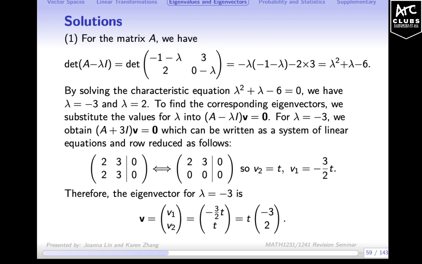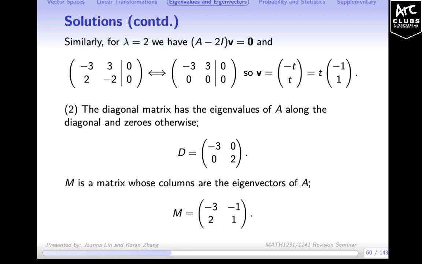So it's pretty systematic when trying to find eigenvalues and eigenvectors. Similarly for lambda equals 2, you do the exact same thing. Like I said, row reducing is really simple and you have your eigenvector right here. Okay, so hopefully you guys are okay with this.